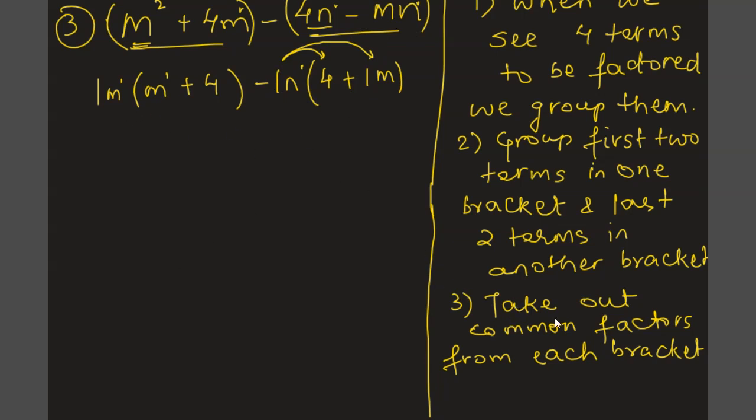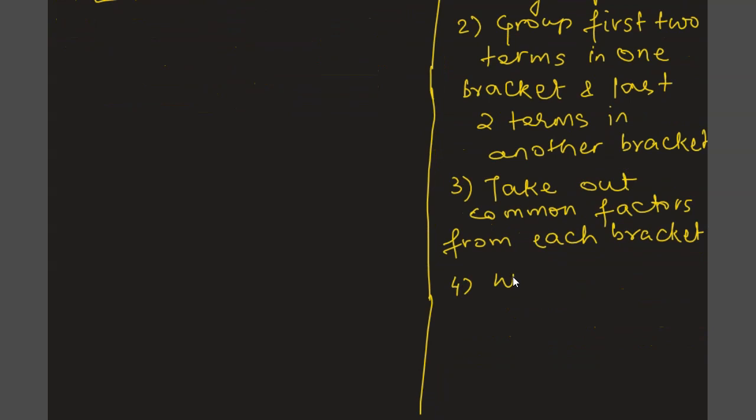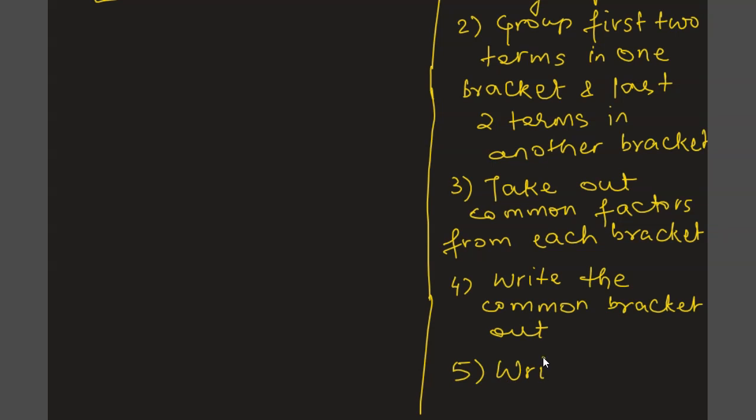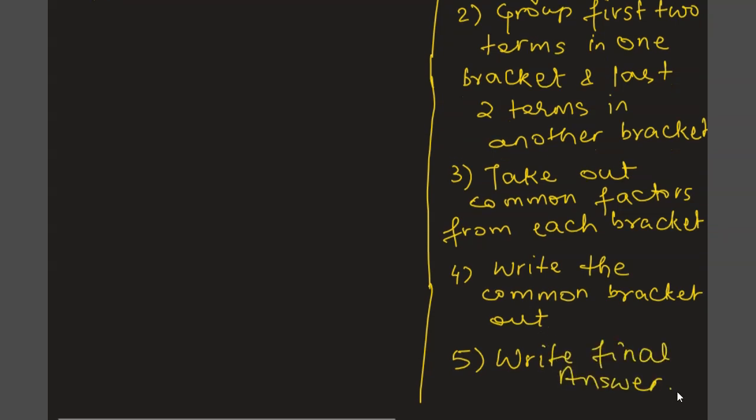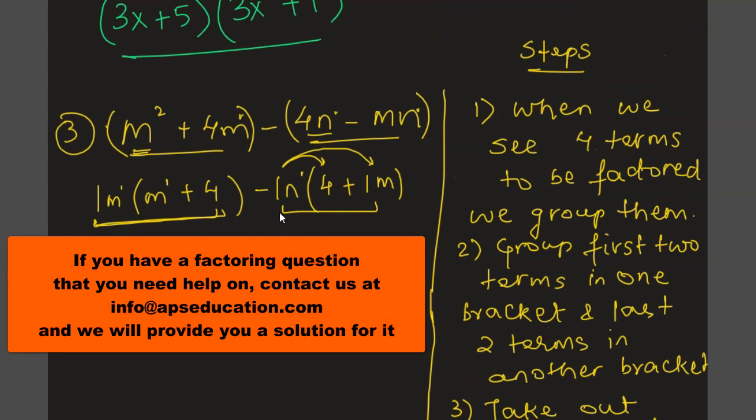Now once we have taken out the common factors from each bracket, we have these two terms. We'll move on to our fourth step, and that is write the common bracket out. And fifth step is write the final answer. So let's write the common bracket out first. What is common in both of these terms is 4 plus m, and this is m plus 4. It's the same thing. So I'm going to take out m plus 4, and I'm left with 1m minus 1n inside the bracket, and this gives me the final answer.